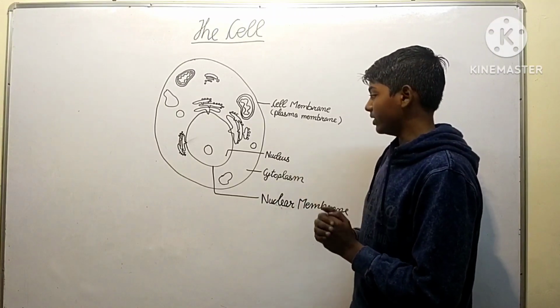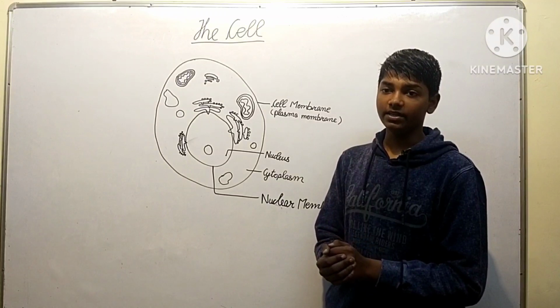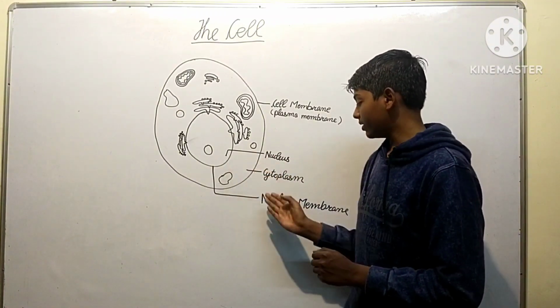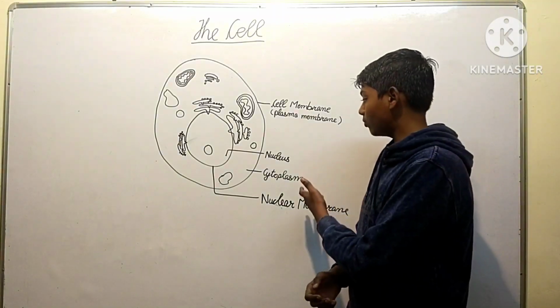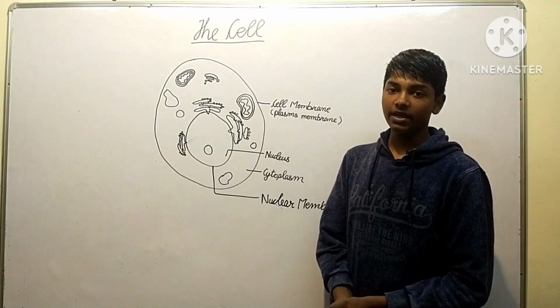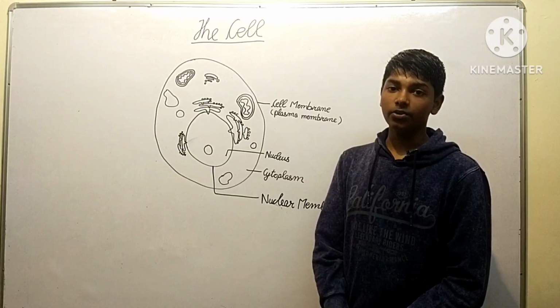Now for the nucleus. The nucleus is the brain of the cell, which controls all the activities of the cell, and it is protected by a double layered membrane called the nuclear membrane. And now last but not the least, the cytoplasm. Cytoplasm is a fluid content inside the cell membrane which holds all the cell organelles and the cell content together.